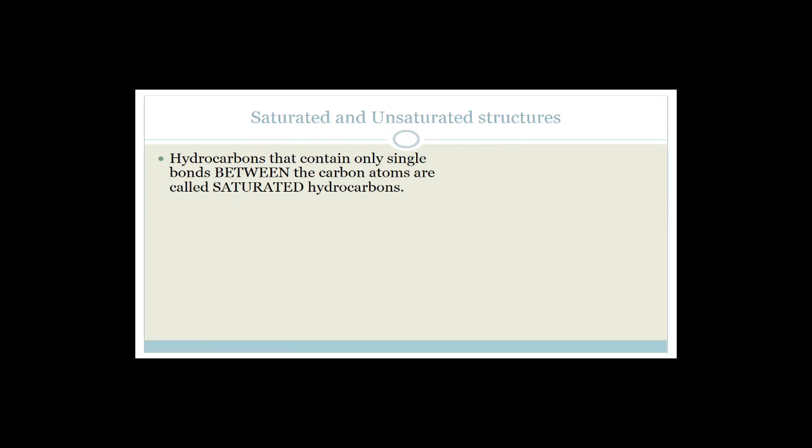Hydrocarbons that contain only single bonds between the carbon atoms are called saturated hydrocarbons. Now, grade 12s, if I ask you to define a saturated compound and you tell me it's an organic compound that only has single bonds, you will get it wrong. You need to say that it only has single bonds between the carbon atoms.